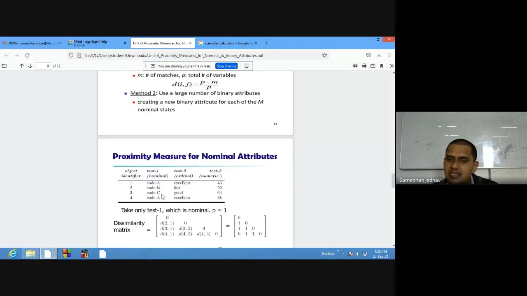So we are using a single attribute here because there is only one nominal attribute. So P is the number of attributes, which is equal to 1, and M is the number of matches. In a single attribute, how many matches are there?